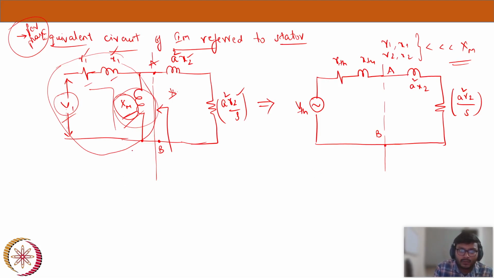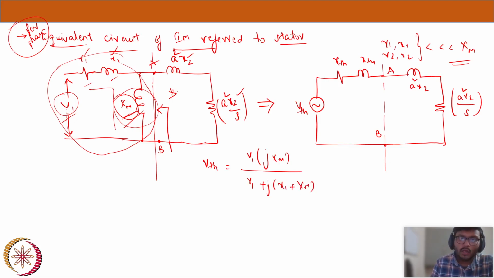So what are the values of VTH and all? I'll be writing those here. Thevenin's voltage, as I said, is the voltage across the XM branch, that is VTH. By the voltage division principle, V1 into jXM, the impedance across that branch, divided by the total R1 plus jX1 plus jXM. So this is the Thevenin's voltage.